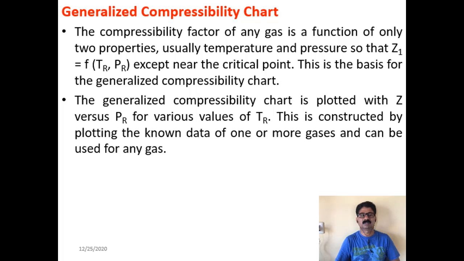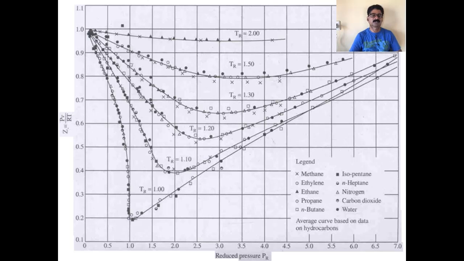Z is already studied, right? Z is equal to PV by RT, the compressibility factor, plotted for various values of TR. This is constructed by plotting the known data of one or more gases and can be used for any gas. So this chart is already prepared and it is there in your data handbook. It is constructed for many gases. So this is the generalized compressibility chart.